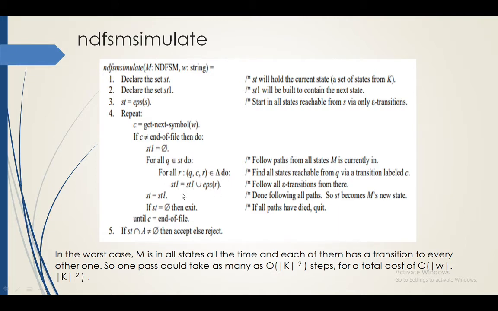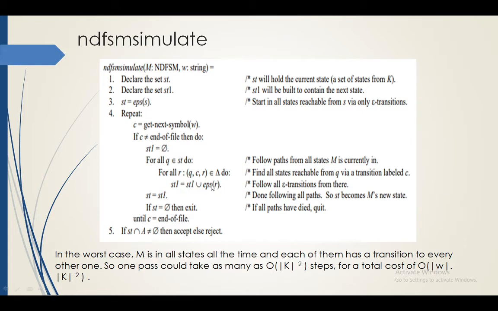So st1 equal to what? st1 is the next state. Next state equals the next state itself union the EPS of r. So r is reached on c. You check the transition from the current state for the input symbol, so you reach r. Once you reach r, that will be your next state. So next state, that is st1, equals next state union EPS of r.